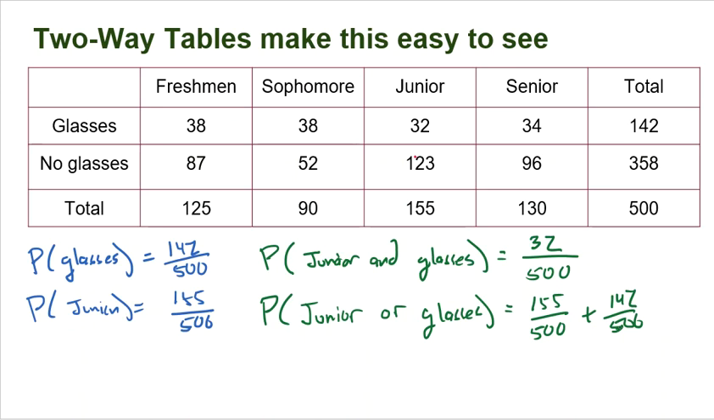But red alert, be careful. These 32 kids got double counted. Think about that for a second. Those 32 kids that are both glasses and juniors, they got counted amongst the 155 juniors. They also got counted amongst the 142 kids that wore glasses. Listen, those 32 kids deserve to be counted, but they don't deserve to be counted twice. So I actually have to subtract away the both, the 32 out of 500. Now, most kids will say at this point, whoa, whoa, Mr.